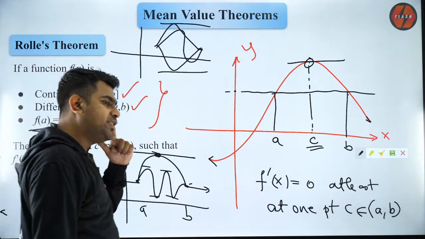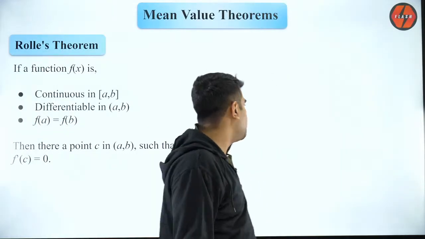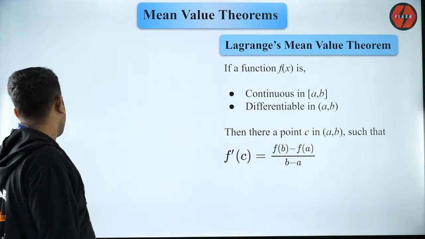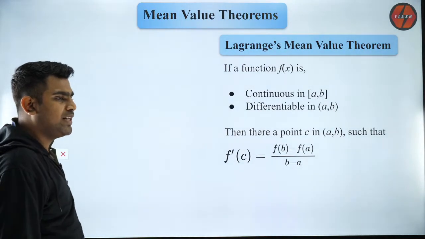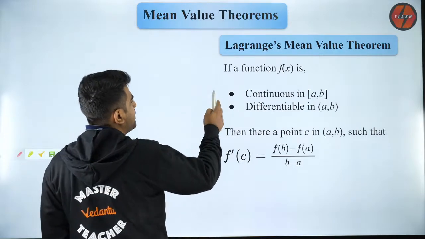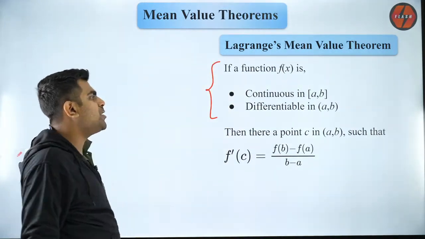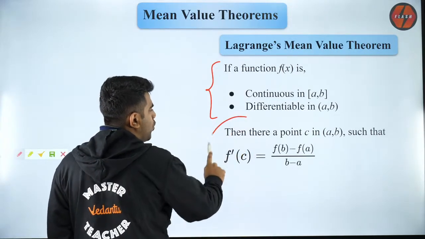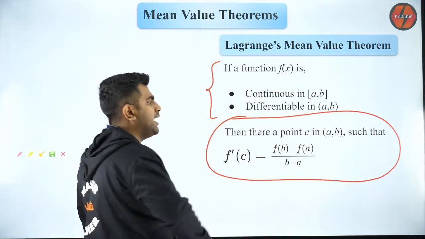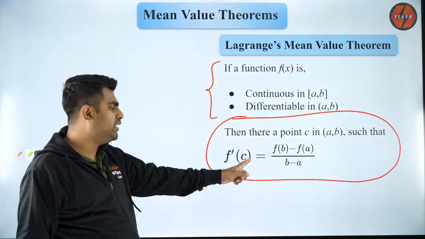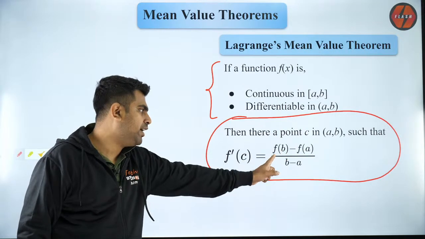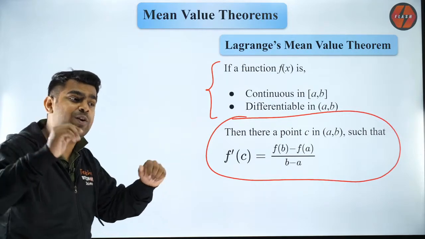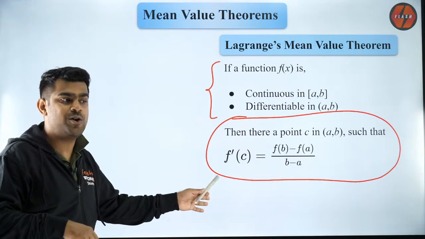The next one which I want to teach you is called Lagrange's mean value theorem. That is a more general form. So what does Lagrange's mean value theorem say? It says that if your function is continuous and differentiable, then there will be at least one point c in a comma b such that f dash of c is equal to f of b minus f of a by b minus a. Now this is a more generalized version. Don't worry, I will make you guys visualize it. It is possible to visualize this also.